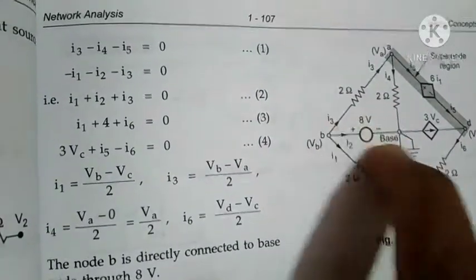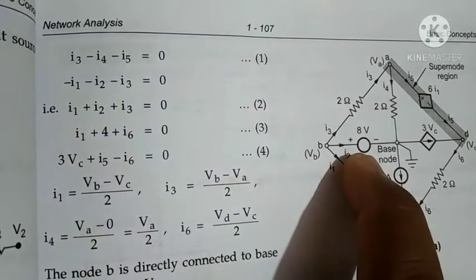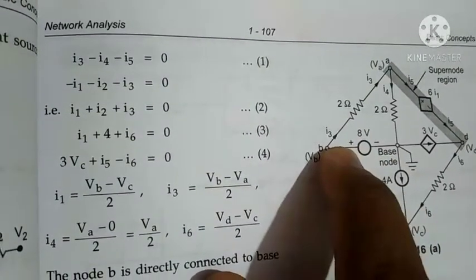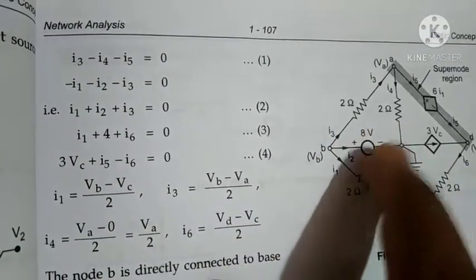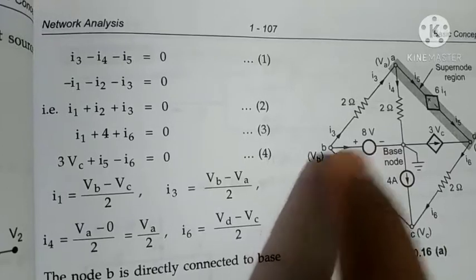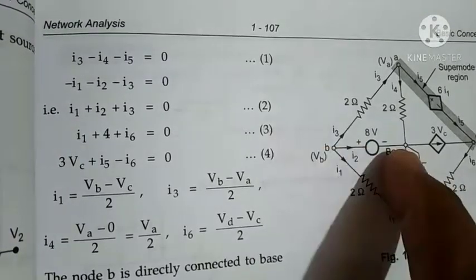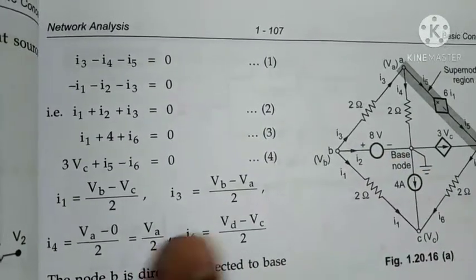So here there is an 8 volt source. Because it is an ideal voltage source, we can write the value directly, that is VB minus 0 is equal to 8 volt. So the VB value is equal to 8 volts. So we got the value of VB here. And this is a current source.